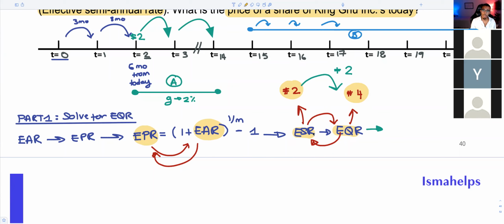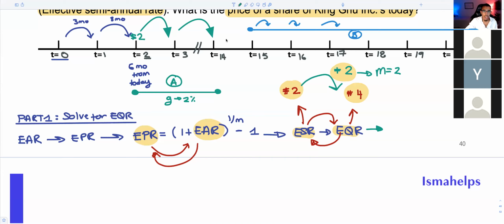If you're moving from an effective rate that's not an effective annual rate to another effective rate, a really good trick is to look at how many compounding periods you are adding or losing. In this case, you're adding 2 compounding periods. Technically, your m from an effective semi-annual rate to an effective quarterly rate is equal to 2. That's the compounding periods difference between the two, so you're compounding 2 more times per year in that setting.